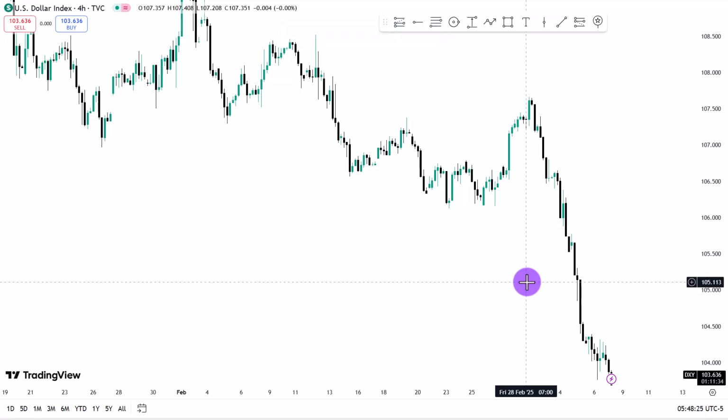Today I'm going to be rounding up the 5 most important institutional reference points in their order of importance. Remember, in previous videos I talked about the 5 institutional reference points, listing out the mitigation block, the breaker, the liquidity void, the fair value gaps, and today we're going to be talking about the order blocks. Order blocks are very powerful.